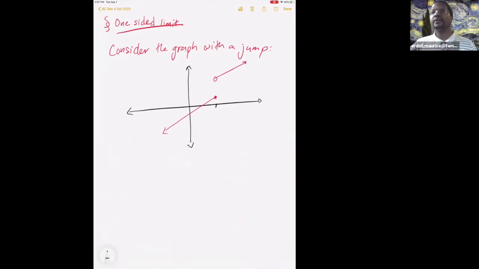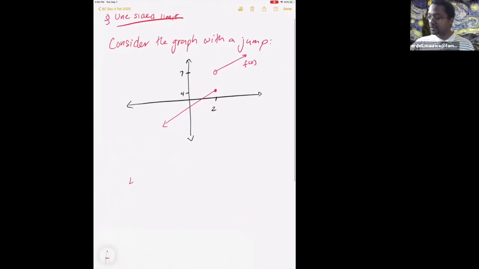This point right here is 2. The corresponding x value over here is 4. And then up here, this value right here is 7, right? This function right here has a jump in it, correct? Therefore, let me give the function a name. Therefore, I can automatically say this: the limit, LIM, as x approaches the jump for this function right here, does not exist.